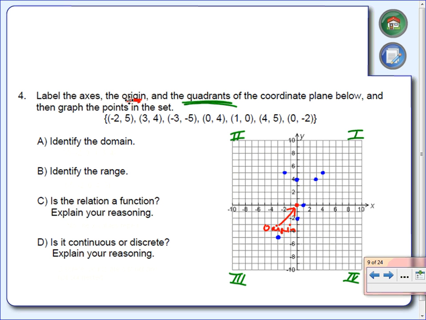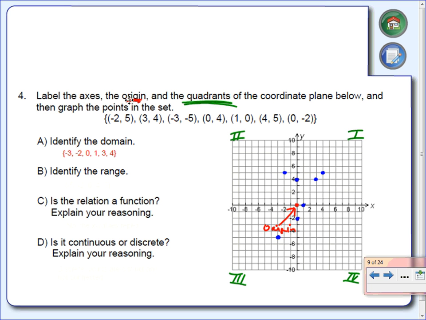Now let's answer part A, B, C, and D. Part A says identify the domain. Domain, is that the x's or is that the y's? X. So all it wants us to do is list all of the x's. So go ahead and write down the x's for me. What are the x values in these ordered pairs? If you look at those ordered pairs, the x values we had were -3, -2, 0, 1, 3, and 4. You'll notice when I wrote these numbers, I wrote them in order from the smallest to the largest. You don't have to necessarily do that as long as you've got them all listed. So if you don't have them in that same order, it's okay. You should have all those numbers listed.